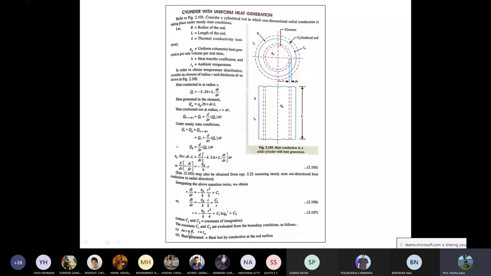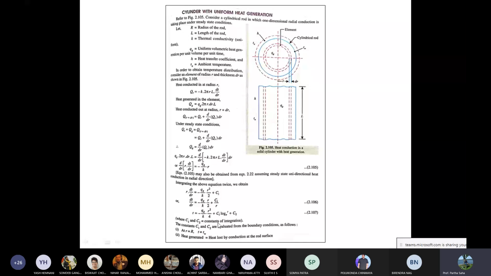Now at r equal to R, that is at the surface. R equal to R means the surface of the cylindrical rod, where capital R is the radius. The temperature will be the wall temperature, that is Tw, as we have already seen. So that is boundary condition number one. And then the second is, heat generated will be equal to heat loss by conduction at the rod surface, because we are just considering that this heat being generated is going to be dissipated.